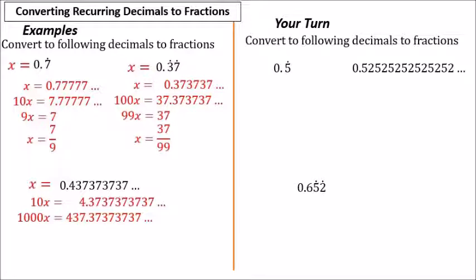So if I do 1000x take away 10x, you'll see that that's the same as doing 437 take away 4, because the digits after the decimal point cancel out. So I end up with 990x is equal to 433. I can then divide by 990 to get x is 433 over 990. Make any notes you wish to on that, then have a go yourself at the questions on the right.